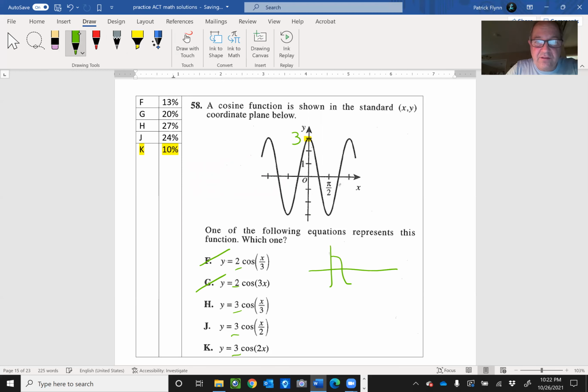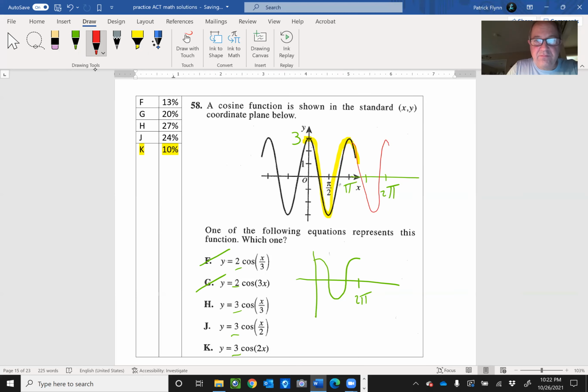So cosine, okay, let's draw this better. Cosine has a complete wave within 2 pi. Notice this is pi over 2, so this is pi, so 2 pi would be out here. Now there's a complete wave right here. And if I put a second one in, we'd have 2 waves in there. That's what the 2 tells you. How many of these waves do you have within 2 pi? Normally there's just 1, so we would have said 3 cosine of x. But in this case, there's 2 of them, and that's why that's a 2.